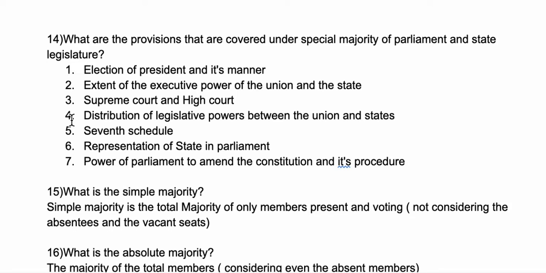The first is election of president and its manner. Second is extent of the executive power of the union and states. Third is Supreme Court and High Court. Fourth is distribution of legislative powers between the union and states. Fifth is 7th schedule. Sixth is representation of states in parliament. Seventh is power of parliament to amend the constitution and its procedure.